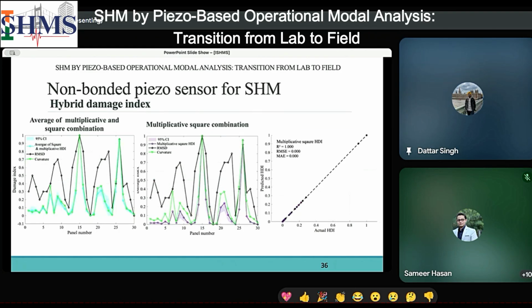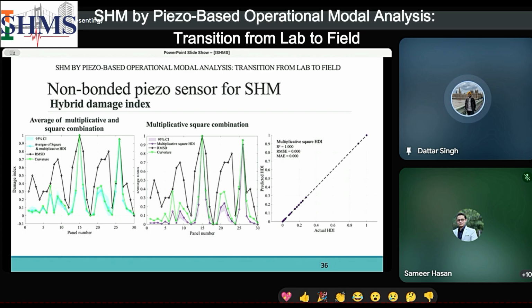So for that, we further develop two types of combination based on the multiplicative and square indices. The first is the average of both the multiplicative and square hybrid damage indices. They are combined in the ratio of 0.5, with weights of 0.5 for both, and we can see that the confidence interval compared to square is better, but it's not as good as the multiplicative index individually.